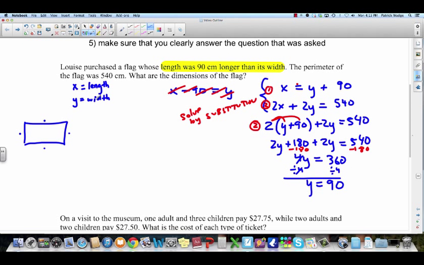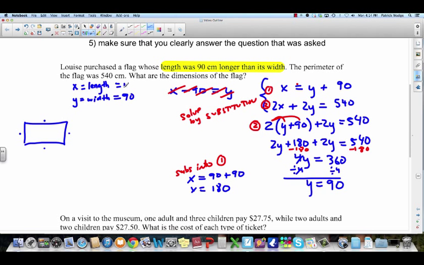Okay, good. So we now know that the width is 90, right? Since y is the width and we got that the y is 90, we know that the width is 90. But we still have to get the length. How do we do that? Well, we're going to have to substitute. Let's substitute into 1. You can do into either, but I'll do into 1. So x equals y, which is 90, plus another 90. So x equals 180. There you go, we got our answer.